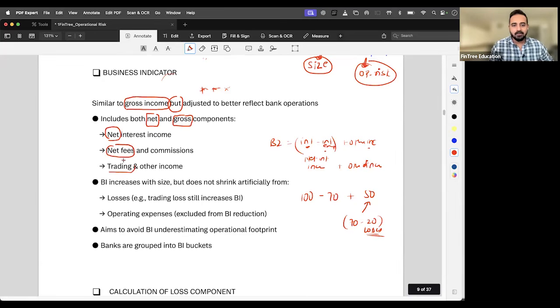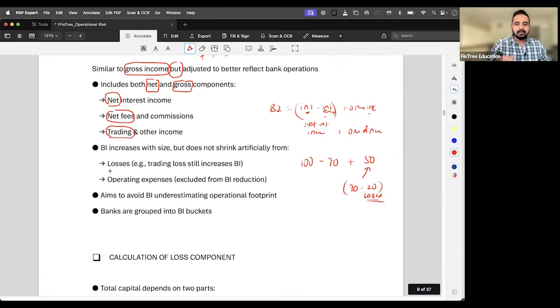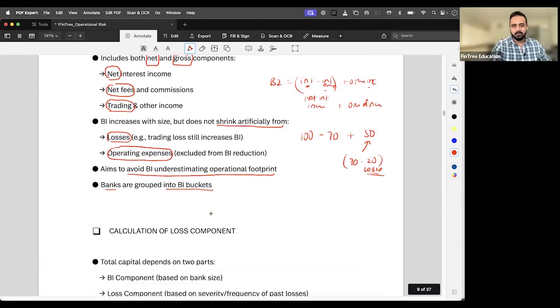You have to capture trading income as well. But what we're going to do is not artificially reduce your BI because of losses or because of operating expenses. So if you're making losses, or if you have operating expenses, those will not be deductible under the BI approach. In fact, losses will be added separately under the loss section that we'll see very soon. So it aims to avoid BI underestimating the operational footprint, and banks are grouped into different BI buckets. Okay, just a size proxy.